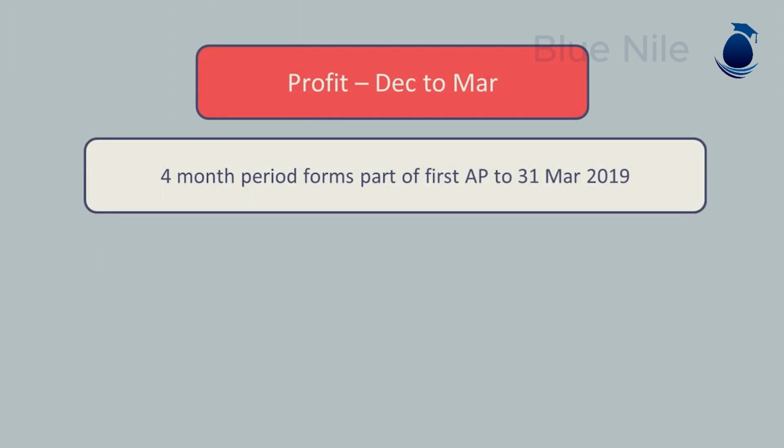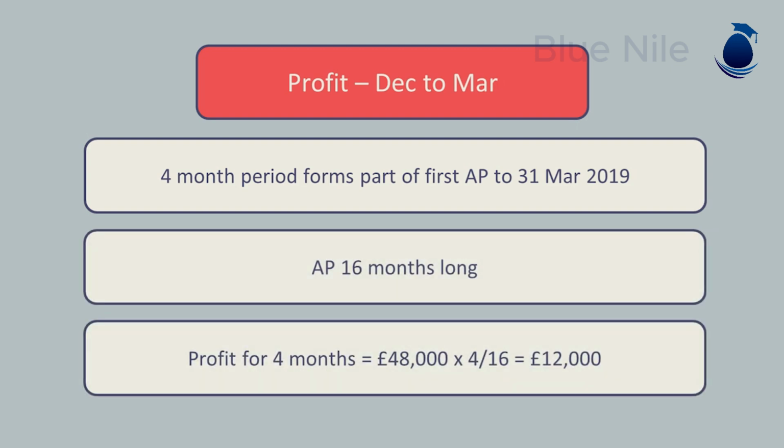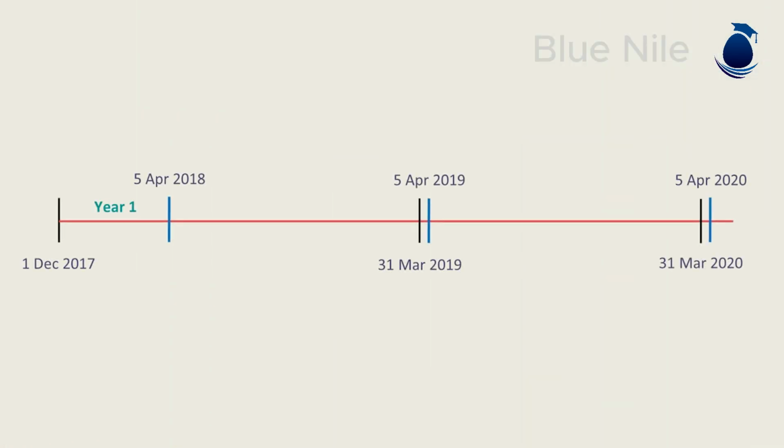This 4-month period forms part of the first accounting period to the 31st of March 2019, but be careful here. This accounting period is 16 months long, so to find the profit for the 4 months we want, we must take 4/16 of the £48,000 profit for that accounting period to give us £12,000. Year 2 is our problem year, and here it's the 2018-19 tax year.